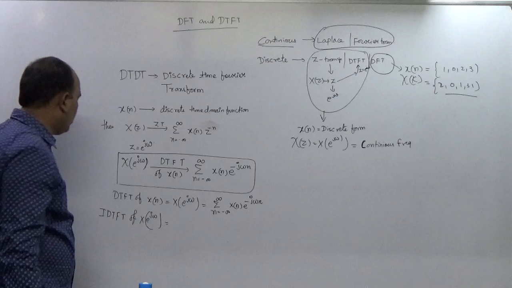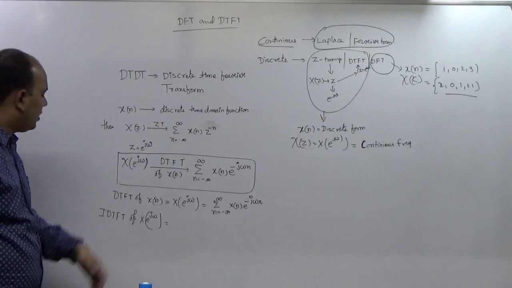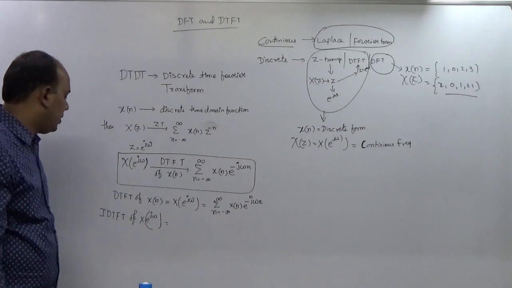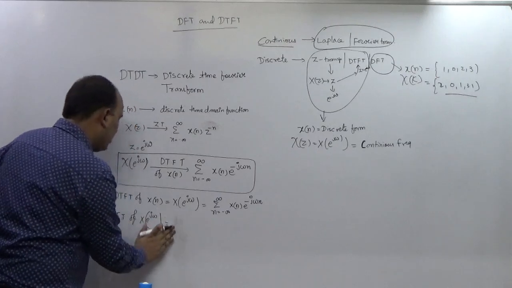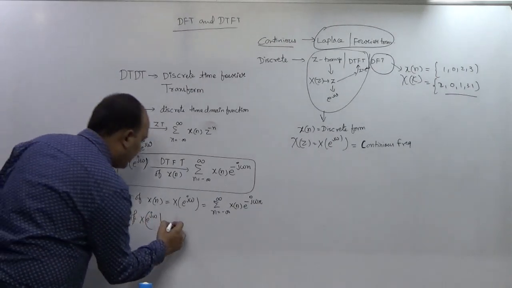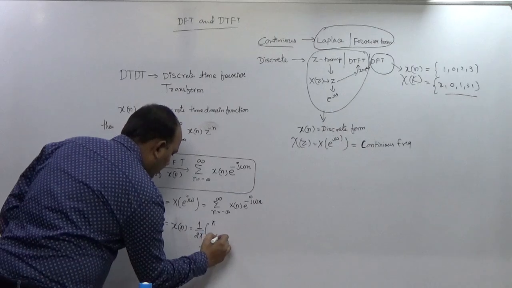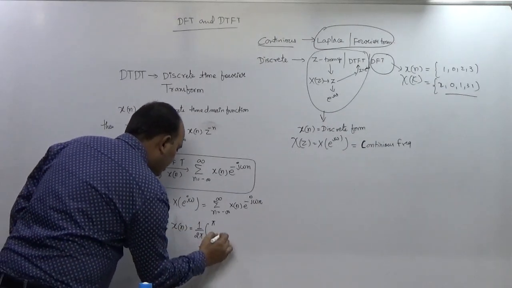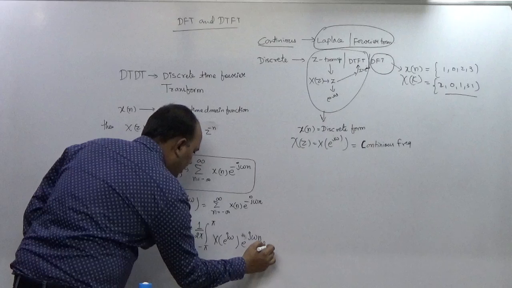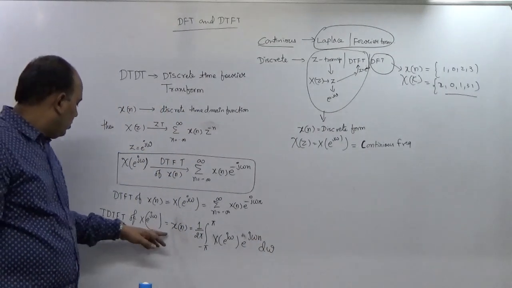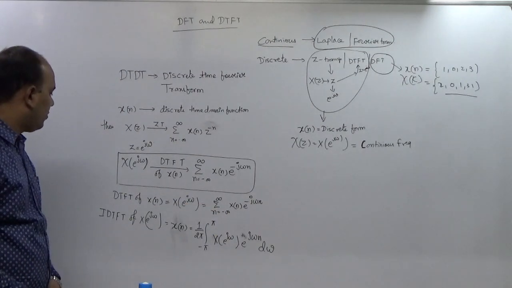This is the DTFT, which means we are converting from the time domain to the frequency domain. Now the inverse discrete time Fourier transform converts from the frequency domain to the time domain. It becomes x[n] equal to 1 upon 2 pi, integral from minus pi to pi, because we have to integrate, of X(e^jω) e power of plus j omega n d omega. So this is the basic formula of the DTFT, and this is the inverse discrete time Fourier transform.